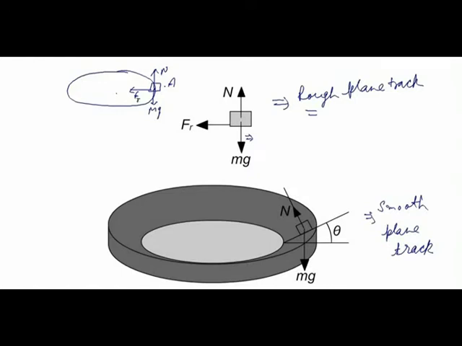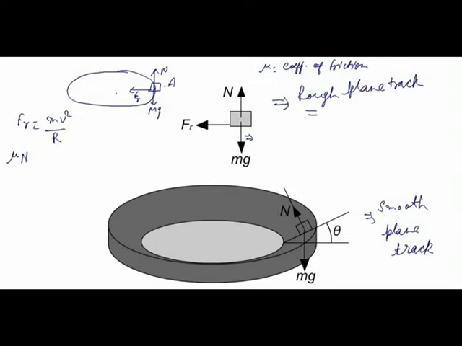So friction force is responsible for providing the centripetal acceleration which is required for the object to move in a circle. So friction force will be equal to centripetal force, that is mv square by r. Now the value of friction force is mu n, where mu is the coefficient of friction, and n is the normal force.